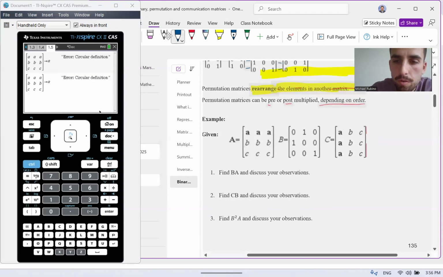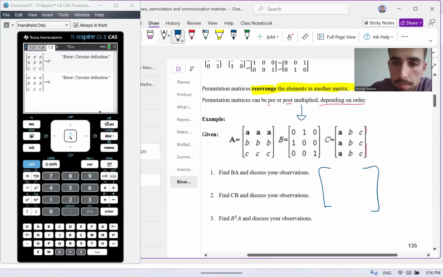We could do this. This is a permutation matrix. It's going to change the order of something. So if we do B times A, we're going to change the order of A.